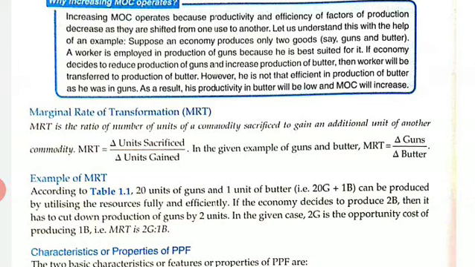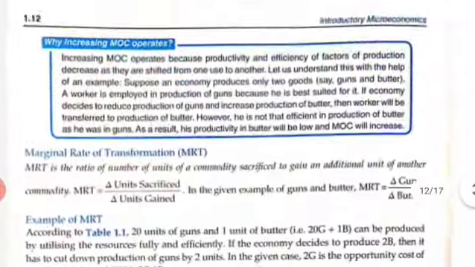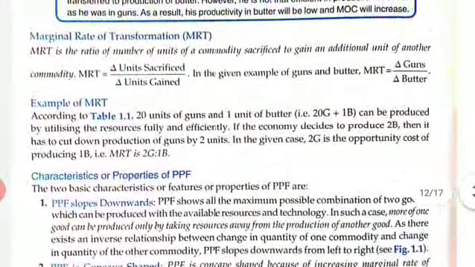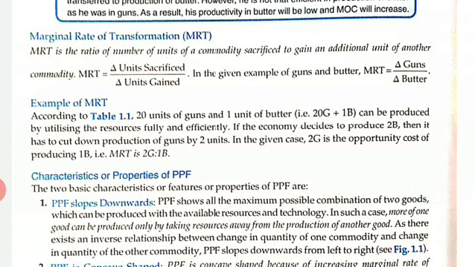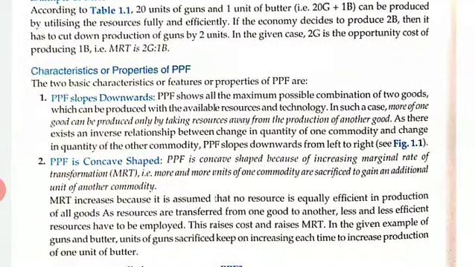If you follow this production possibility schedule, you will see that 20 units of gun and 1 unit of butter, at combination 1, can be produced by utilizing the resources fully and efficiently. If the economy decides to produce 2 units of butter, then it has to cut down the production of gun by 2 units. That is MRT. Now we will see the characteristics, or the properties, of PPF.